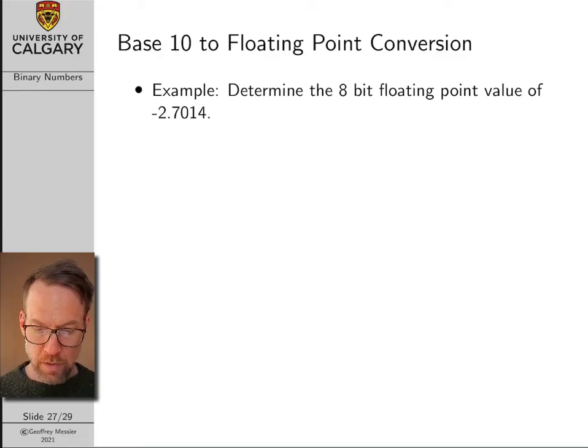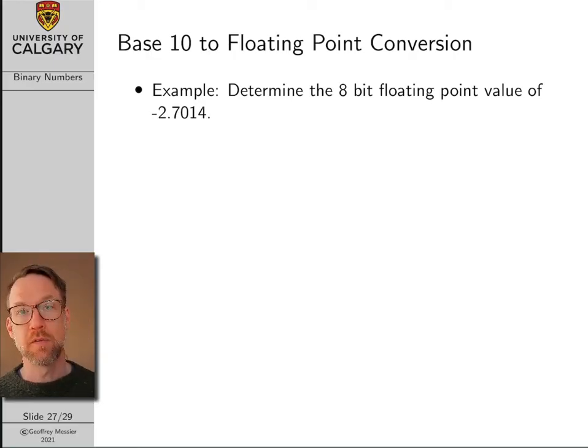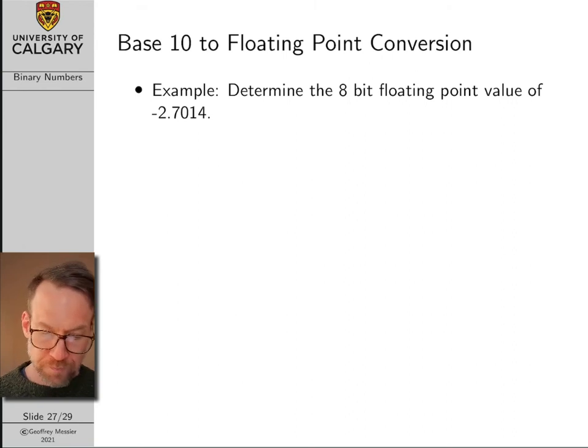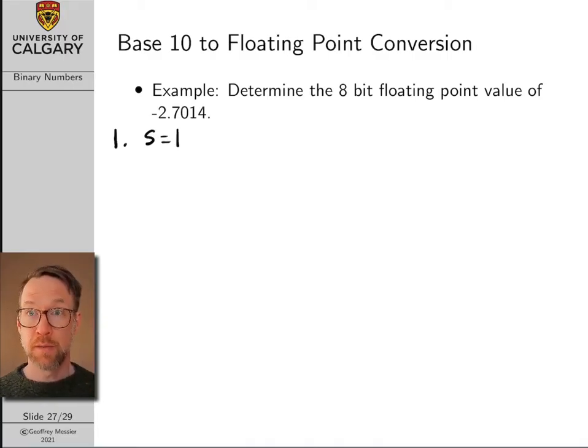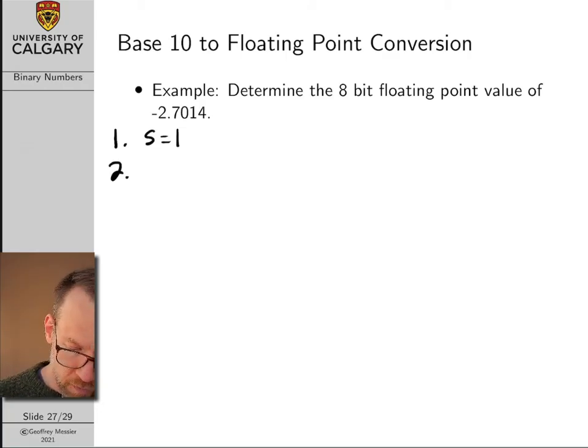In this example, we are going to determine the 8-bit floating point value of minus 2.7014, and we're going to use the same 8-bit floating point number that we've been working with up until now, where we have 3 exponent bits and 4 mantissa bits. So step 1, determine the sign bit. S is equal to 1 since we're dealing with a negative number. Step 2, we take the absolute value of our number. We strip off the sign bit because we've already recorded it.